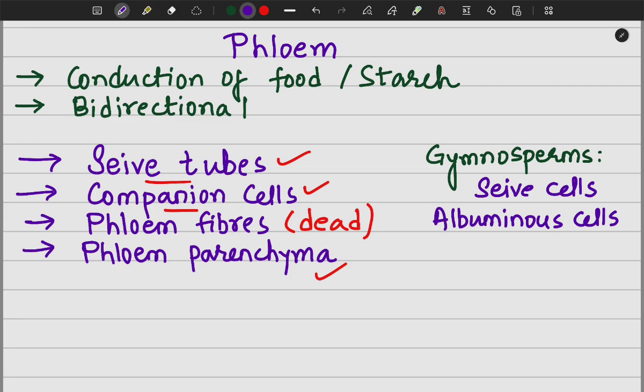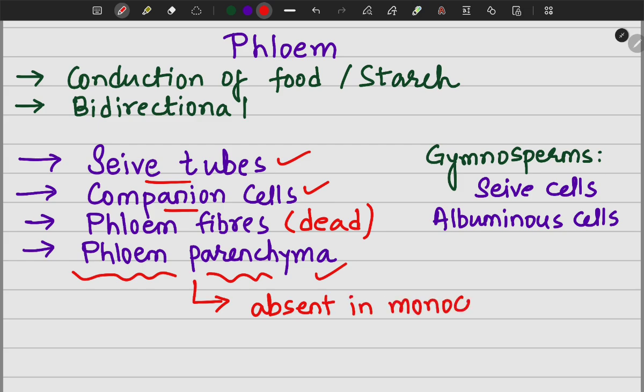If we talk about monocots, then monocots lack phloem parenchyma. This fourth element, phloem parenchyma, will be absent in monocots. Alright, so this is also an important point to remember.